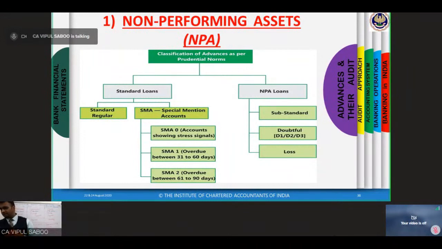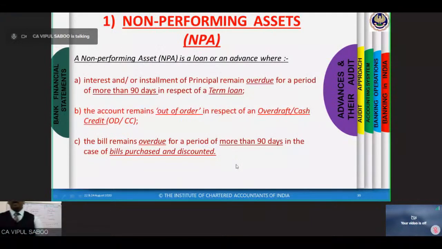And in NPA, we have substandard, doubtful. Under doubtful, we have three categories: D1, D2, D3. Doubtful 1, doubtful 2, doubtful 3. And the last category is loss assets. This chart is very much important for you, right? This particular chart is very important, and we'll understand it in the form of a timeline. Okay, so let's do what is NPA.